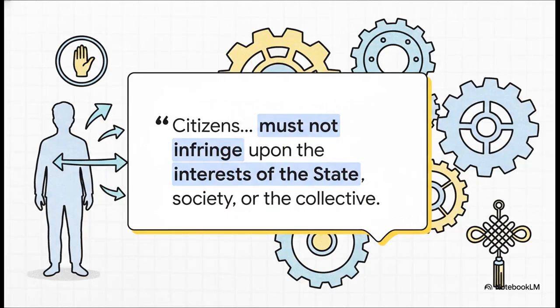Article 51 puts all of those individual rights into a very specific context. It says that when you exercise your freedoms, you absolutely must not harm the interests of the state, of society, or of the collective. This line explicitly frames individual rights as being secondary to the interests of the group.